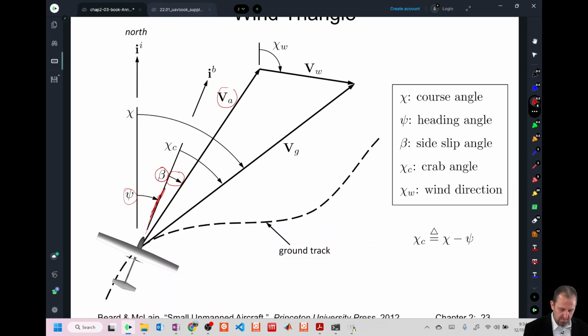Excellent. And then there's a couple other angles. We have our crab angle. So if we just look at that, the crab angle is actually very similar to the side slip, to beta. So it's similar to side slip where it's measured off of the body axis, the body I-axis projected onto the northeast plane, all the way over to, instead of VA, it gets measured over to a VG.